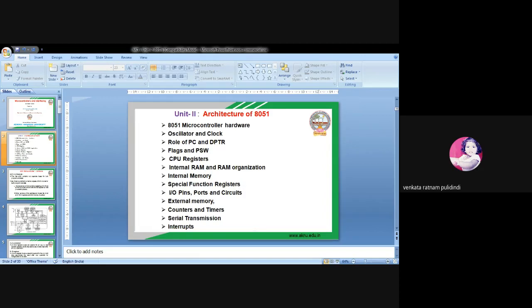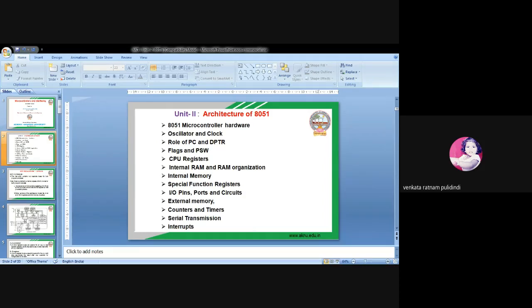Okay, then we discuss about the interrupt mechanism. What are the different types of interrupts used in 8051 microcontroller, and how they can be organized, how they can be used? That is called interrupt mechanism, the mechanism of the interrupts in 8051. So these are the different topics we discuss in the second unit. So all these belong to architecture of 8051. Including this, we discuss about the pin diagram of 8051 also.